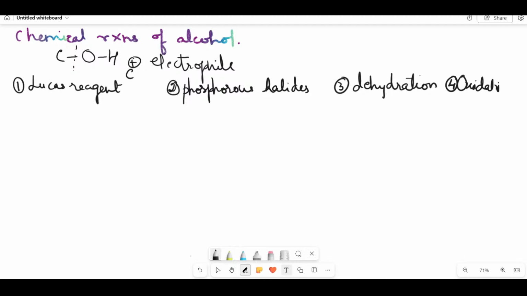Okay. On Lucas reagent, first of all, let us see what is Lucas reagent. It is concentrated HCl along with anhydrous zinc chloride. Lucas reagent, I'll take another color pen. Let us take some examples.